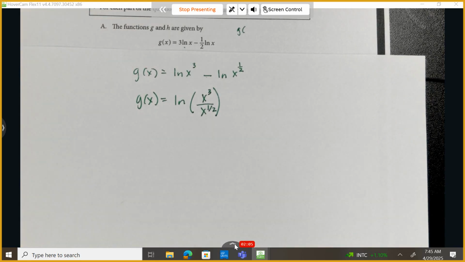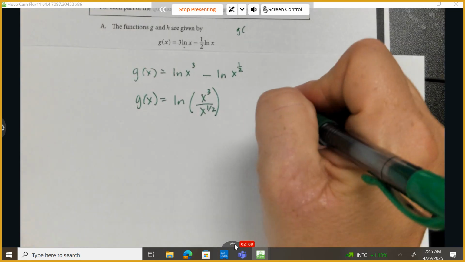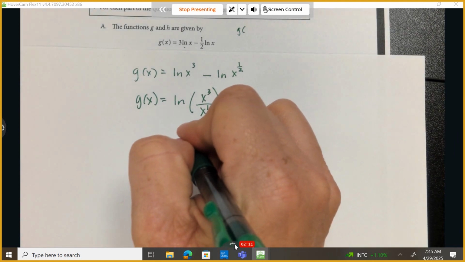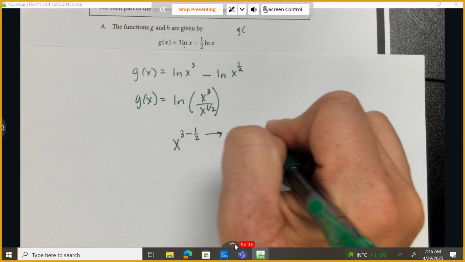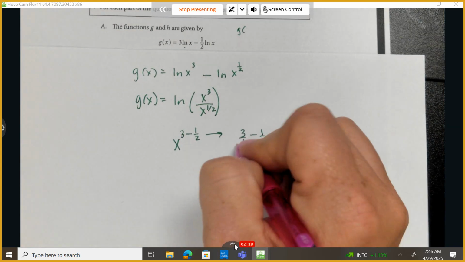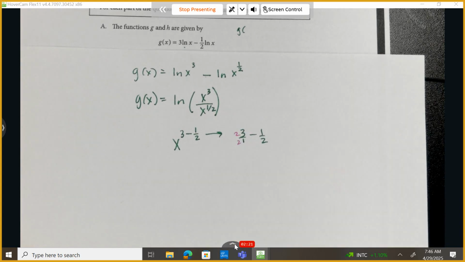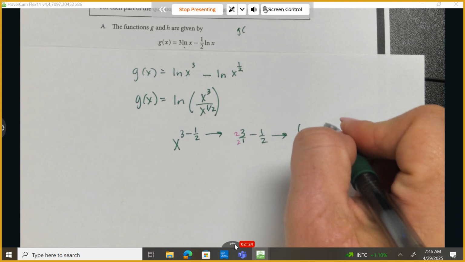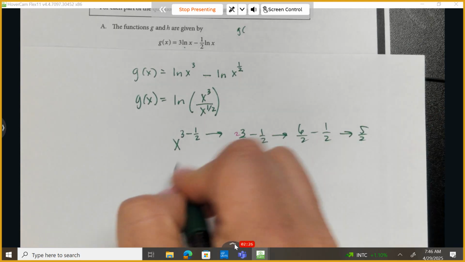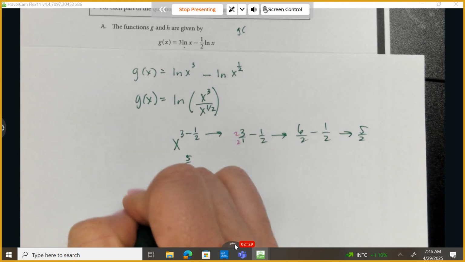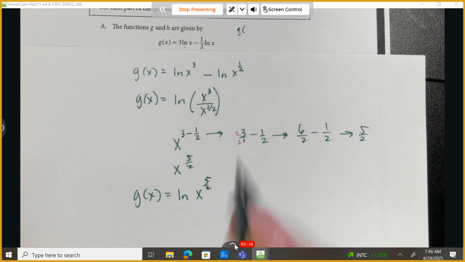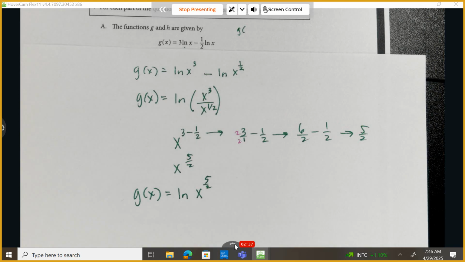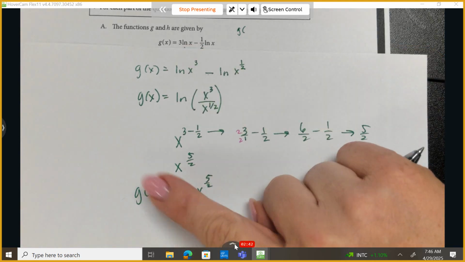When you have the same base and you are dividing, you subtract the exponents. So I'm going to write x to the 3rd, subtract 1/2. Okay, so 3 over 1 subtract 1/2. I need a common denominator, times 2 times 2. So I end up with 6 over 2 minus 1 over 2, so I have 5 over 2. So I have x to the 5/2. So g of x is equal to the ln of x to the 5/2. Remember, don't circle that. Why should we not circle it? Because if we circle it, it negates all of the work that I'm supposed to show.